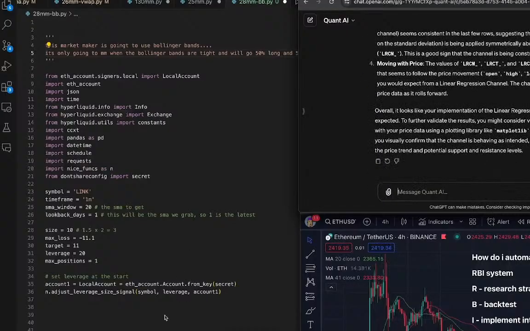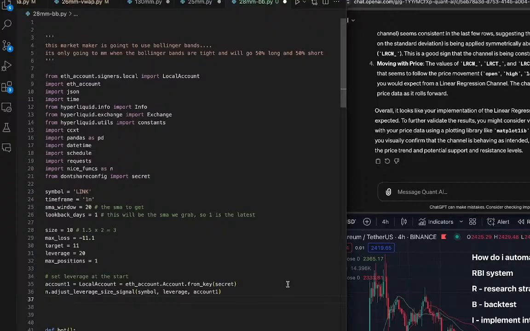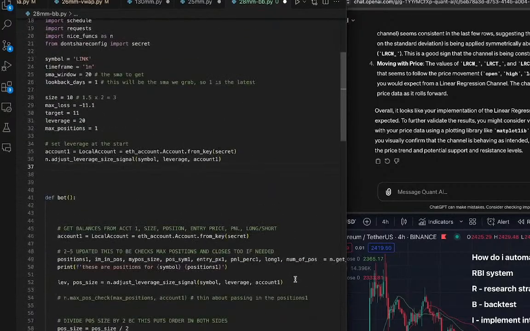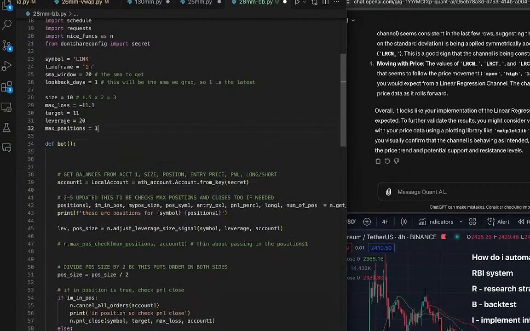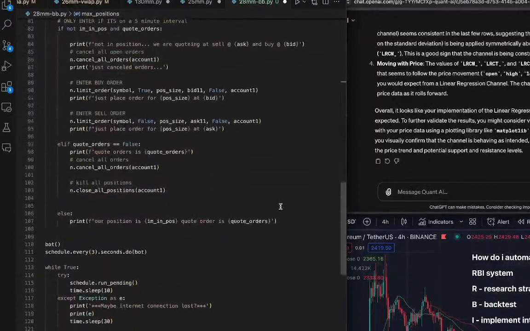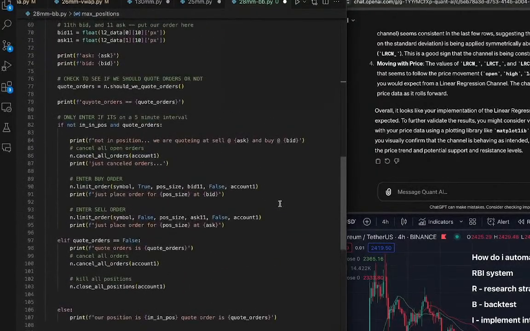Let's go ahead and get the Bollinger Bands first. How about that? Let's go ahead and get those Bollinger Bands. I don't need this anymore because this adjusts leverage twice, actually. Don't need to do it twice. And then down here, everything is going to stay the same, right?